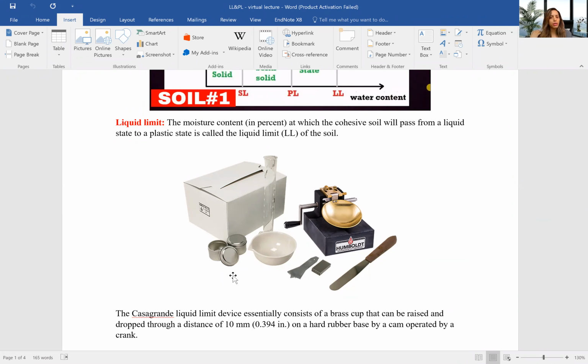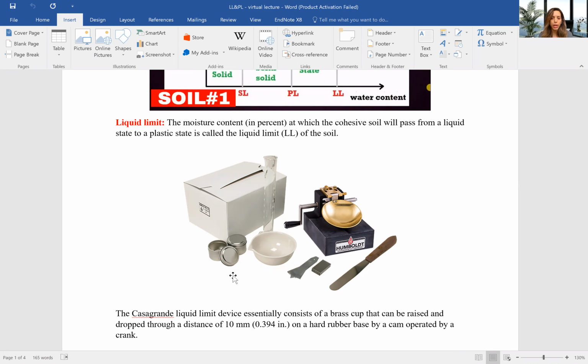So what you need to do in the lab, you get the soil specimen. If it's wet, you measure it. First you have to see how much your can weighs. Then you measure the can plus moist soil. So that weight is going to be the can, the dry soil, and the water in it. Then you put the specimen with the can in the oven for 24 hours so it dries out. Then you weigh it again.